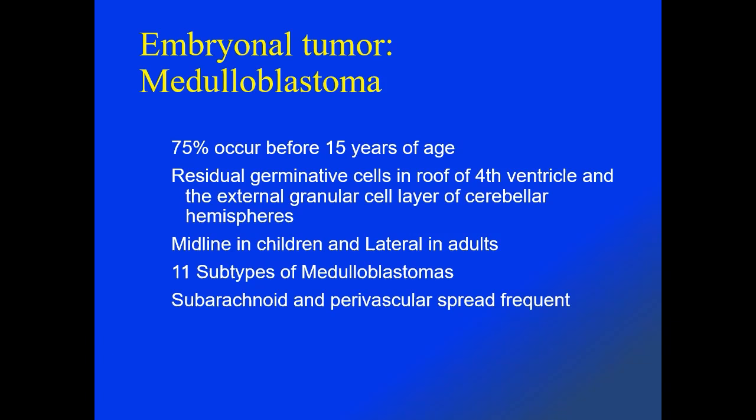They arise from germinative cells in the roof of the fourth ventricle and the external granular cell layer of the cerebellar hemispheres. Medulloblastomas tend to be midline and present as an intraventricular mass in children, but they are more likely to be lateral or hemispheric in adults. There are 11 subtypes of medulloblastomas identified in the latest WHO classification. They frequently demonstrate subarachnoid and perivascular spread.